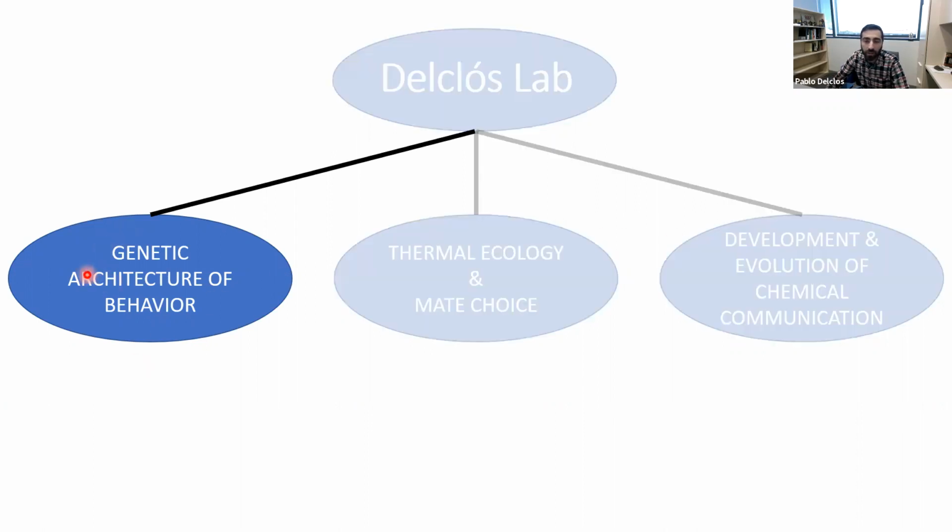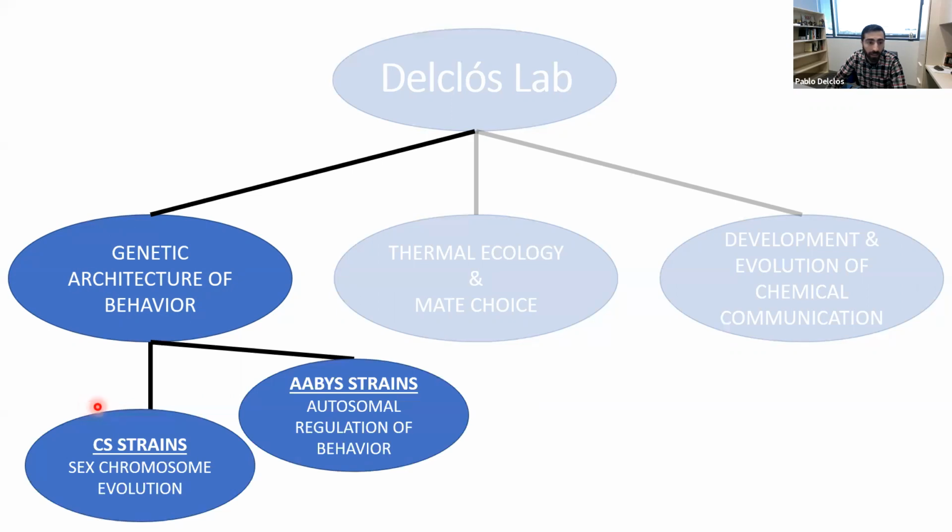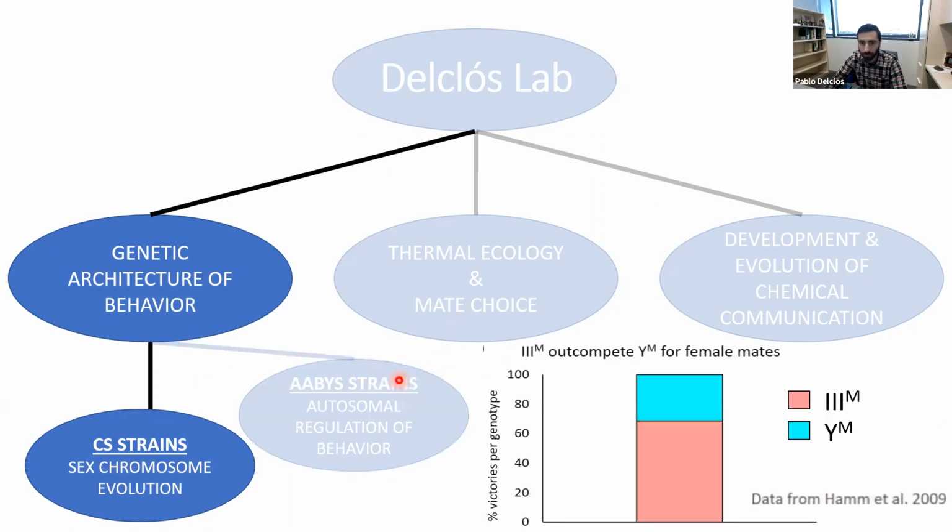And so diving into that first topic, which aims to understand the genetic architecture of social behaviors like male mating behavior, I'll talk about two aspects of this research with regards to two families of housefly strains that I'm incorporating in my research program. Those are the CS and Abies families of housefly strains. I'll be using the CS background strains to determine the effects specifically of sex chromosome evolution on behavior, whereas the Abies family of strains will be used to identify autosomal chromosomes that are important in regulating behavior. So, sex chromosome versus autosome.